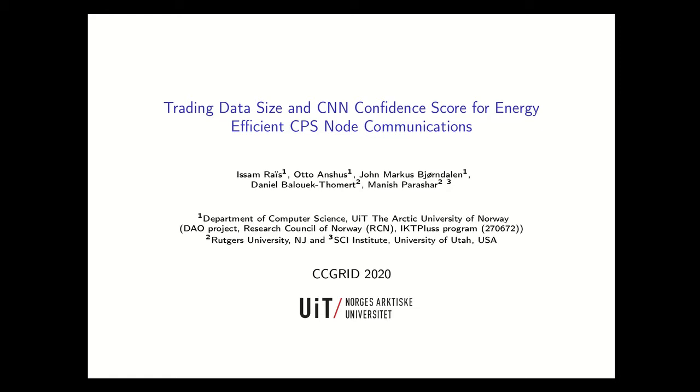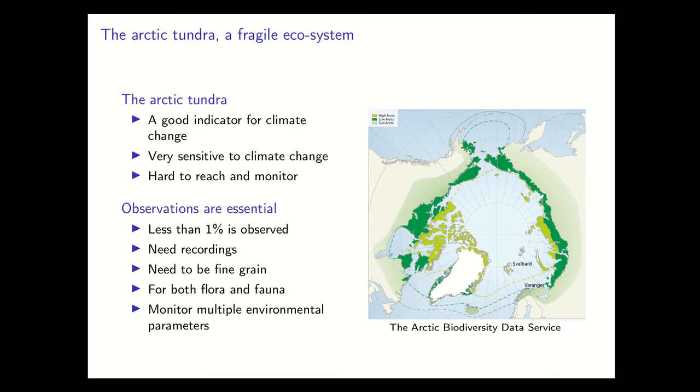So the Arctic tundra is a fragile ecosystem. We know that because it is a good indicator for climate change, as it is one of the most sensitive environments to climate change. The problem is that this region that is depicted in this picture here is hard to reach and hard to monitor.